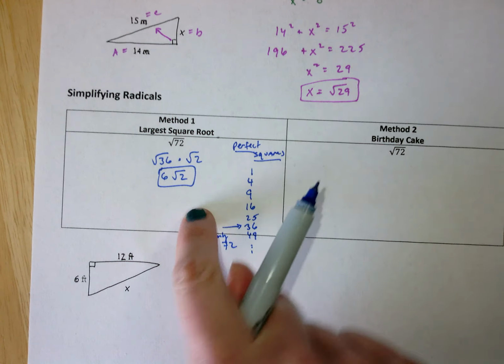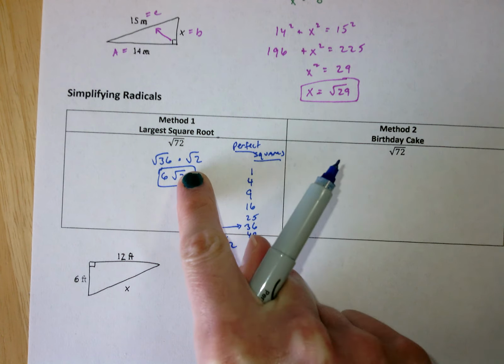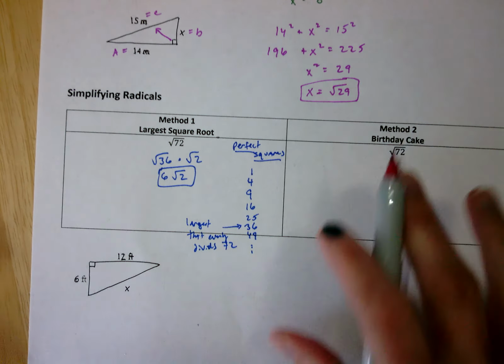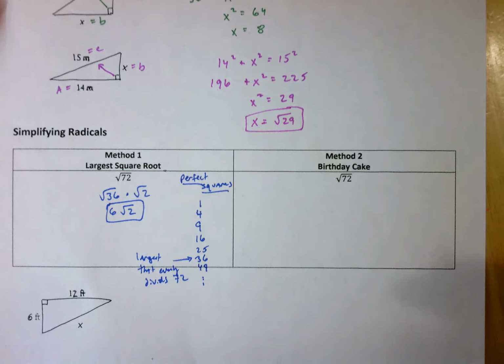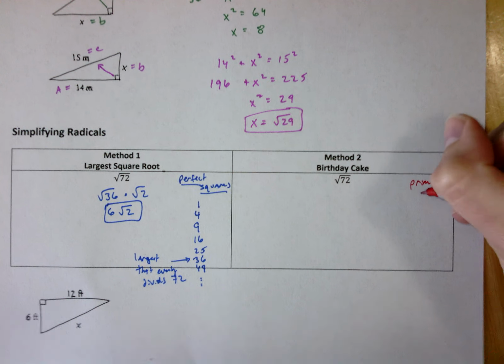That is the fast method. It's definitely faster if you can just kind of in your head think about which one of these goes into 72. But if you're not good at that, that's where your birthday cake method comes in. It's just a little bit faster. So the birthday cake method, instead of looking at your perfect squares, you look at prime numbers.